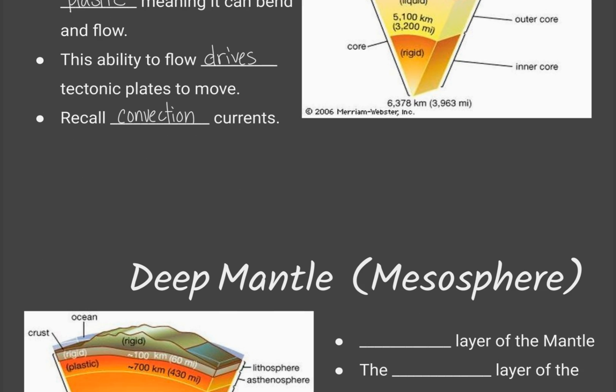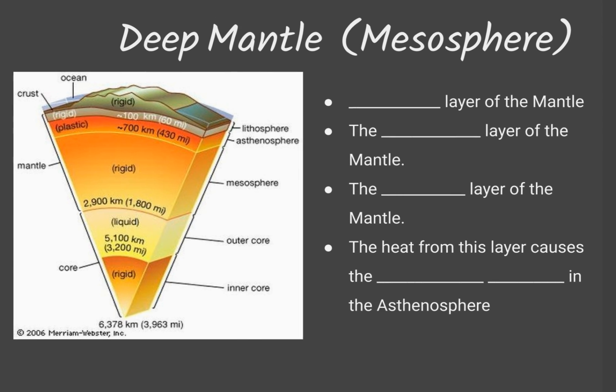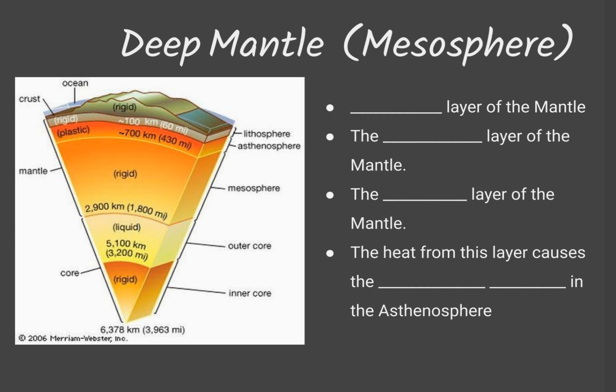Moving down to the mesosphere. So we said earlier the mesosphere is the deepest. Let me switch back to white. The mesosphere is the deepest layer of the mantle. It is also the thickest layer of the mantle, so it's the largest in size, and it is the hottest layer of the mantle.